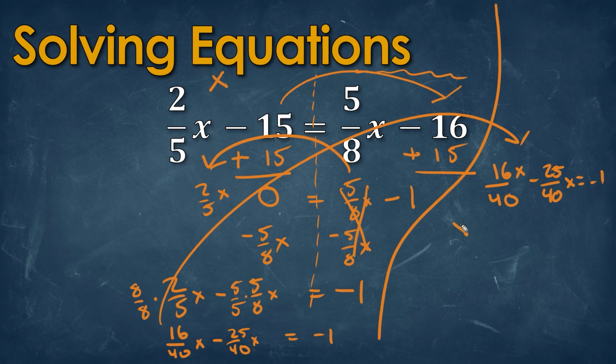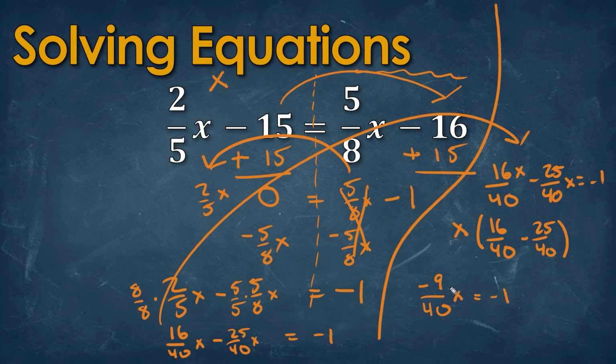We can factor this x out. It'll make it a little bit easier for us to see it, right? We have 16 over 40 minus 25 over 40. So that's going to leave us with negative 9 over 40. We can put this x back in there. It'll go at the end, and that's equal to negative 1. So now we've got to get x by itself.